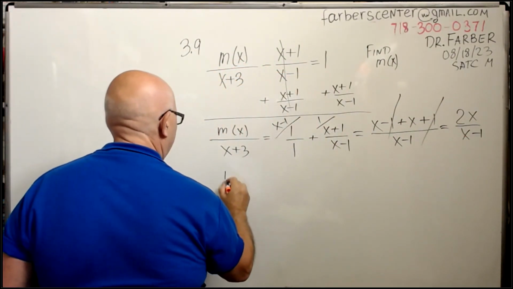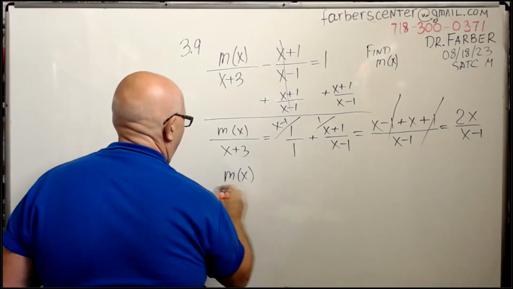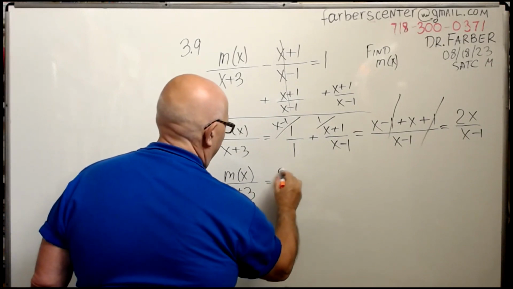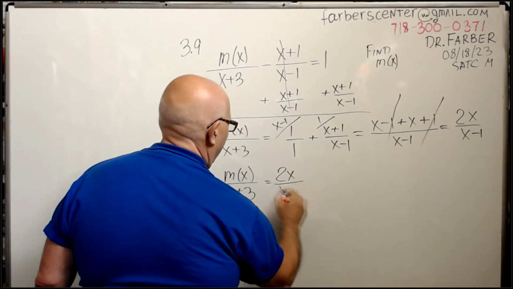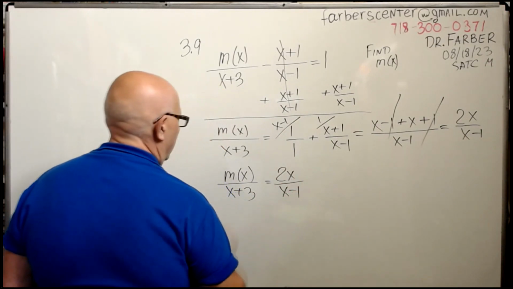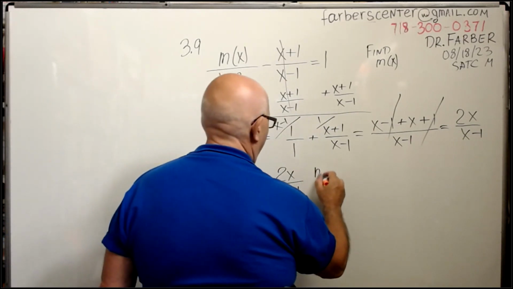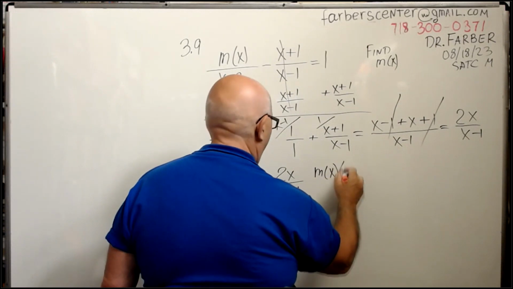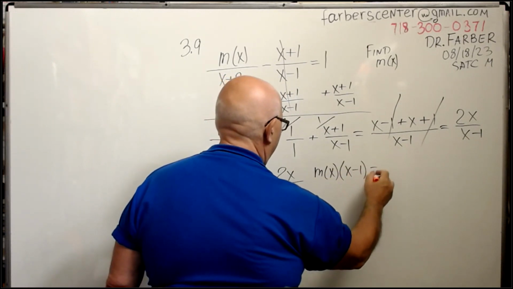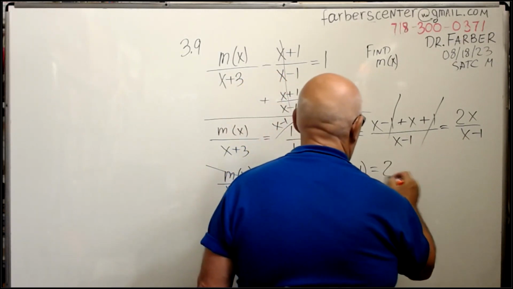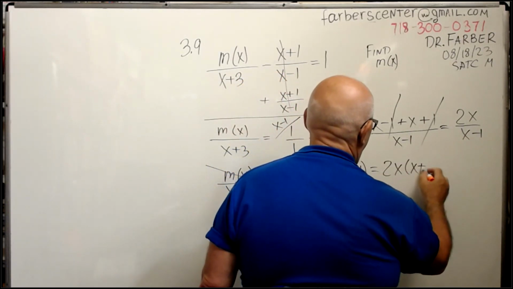So m(x) by x plus 3 equals 2x divided by x minus 1. Cross multiplication. m(x) times (x minus 1) equals 2x times (x plus 3).